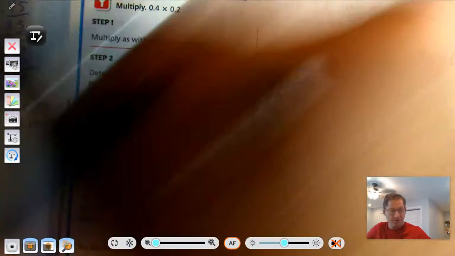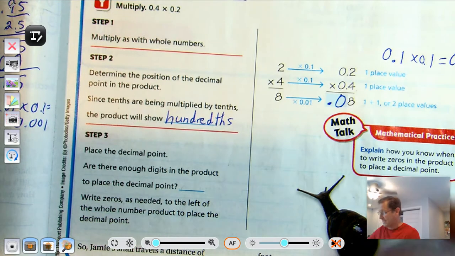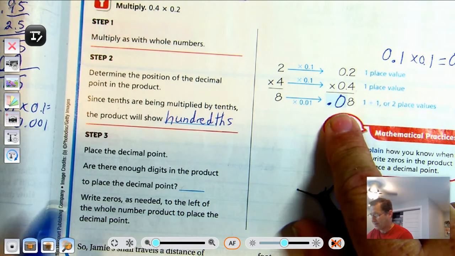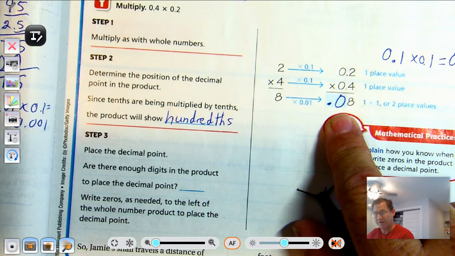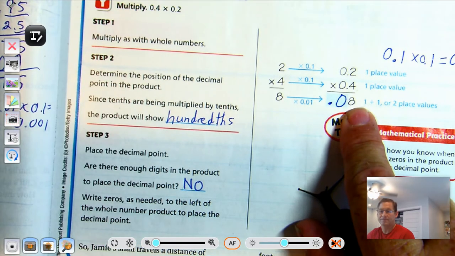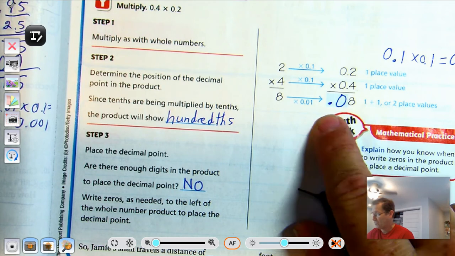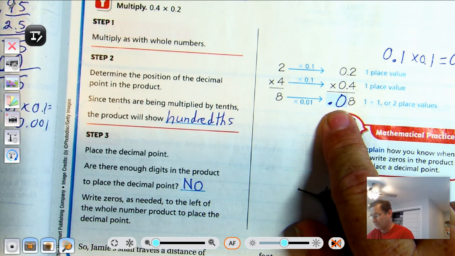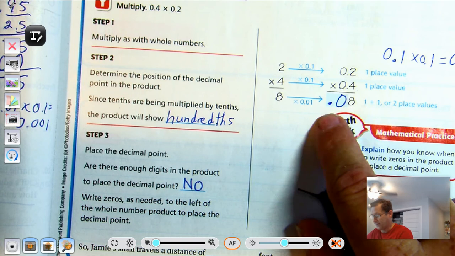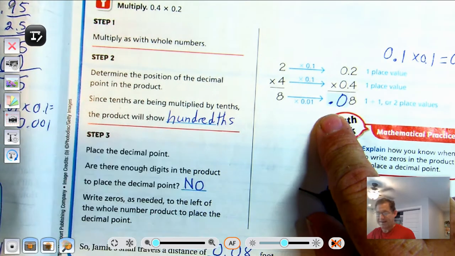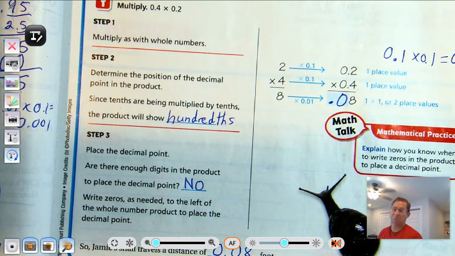Okay, so step 3, place the decimal point. We did that. We counted tenths times tenths, hundredths. Are there enough digits in the product to place the decimal point? There wasn't. We only had an 8, right? 4 times 2 is 8. So we had to add a 0 to our product. We write zeros as needed to the left of the whole number product to place the decimal point. So Jamie's snail travels a distance of 8/100ths of a foot.